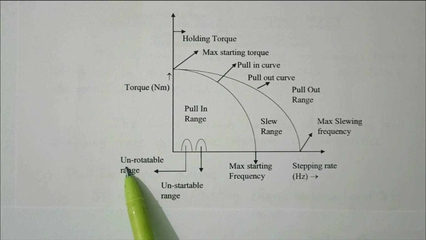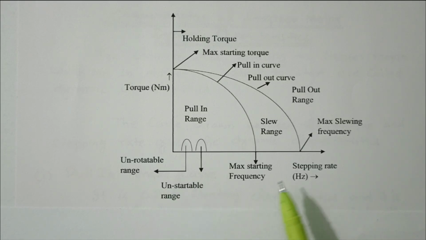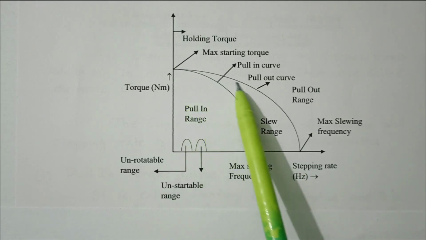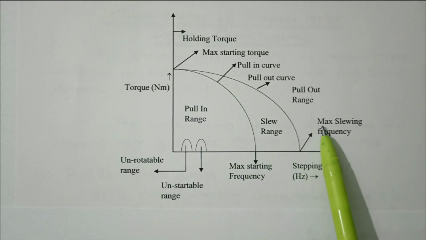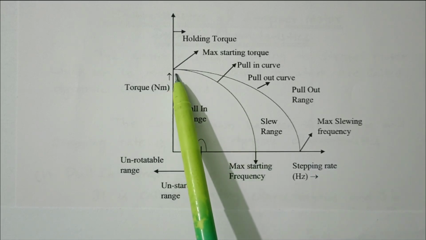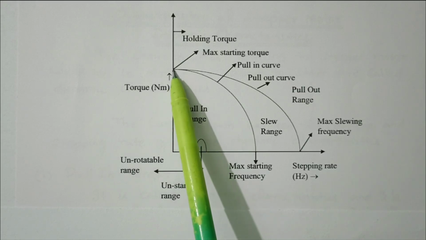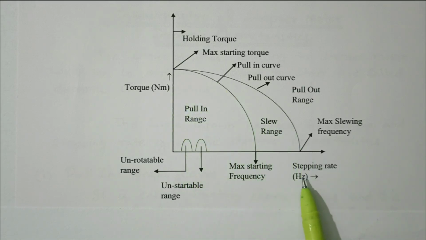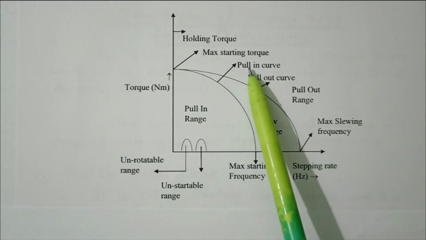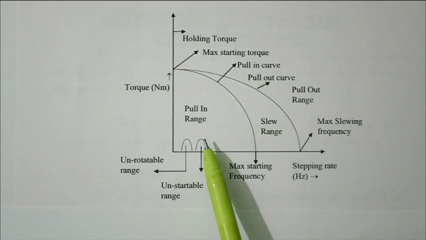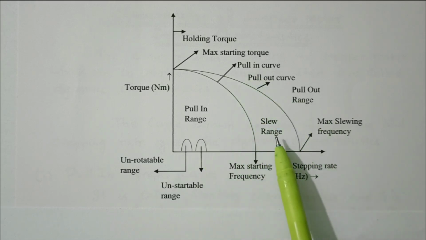Then we have the unstable range and stable range, two more parameters. The second curve, the pull out curve, where it cuts the x-axis is called the maximum slewing frequency. So this point is the maximum starting torque. Where the first curve cuts is the maximum starting frequency, and where the second curve cuts the x-axis is the maximum slewing frequency. This is the pull in curve and the pull out curve. Pull in range, pull out range, slew range.